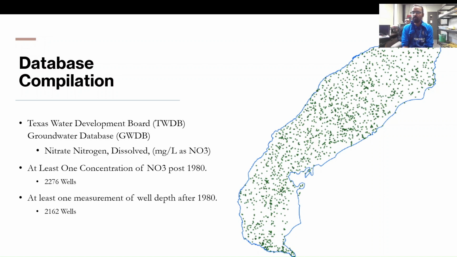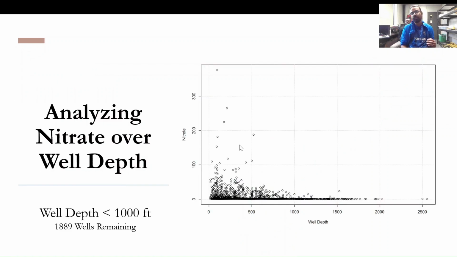To not get very old data, we put a cutoff of 1980, so we needed wells that had at least one nitrate measurement after 1980 and at least one well depth measurement after 1980, so that we can use it as an independent parameter when predicting nitrate later on. The first thing we did was plot nitrate against well depth to see their relation. As you can see here, well depth is on the x-axis, and as the well depth increases, the presence of nitrate in the water decreases. To accurately show the data, we removed all the wells beyond 1,000 feet, and by doing that we have 1,889 wells remaining that we will use in the prediction model.